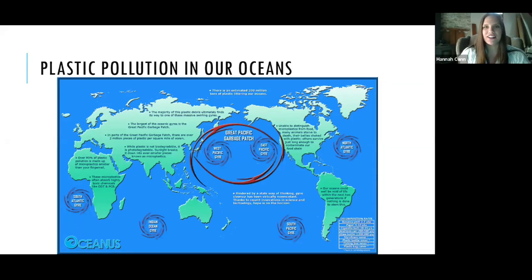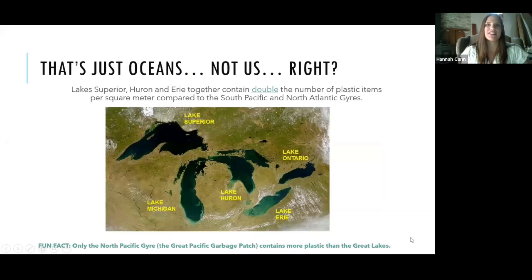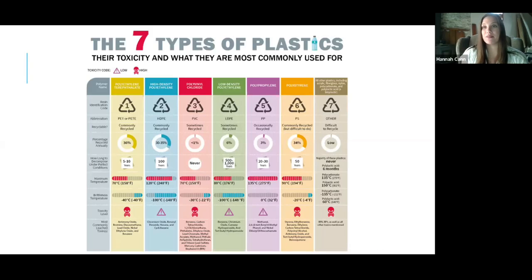Like Brooke mentioned, there are different gyres in the oceans that this plastic seems to gather within. The one that's most known is the Great Pacific Garbage Patch. The North Atlantic gyre is on the other side of us in the Atlantic. But did you know that in our Great Lakes, Lake Superior, Huron, and Erie together contain double the number of plastics per square meter compared to the South Pacific and North Atlantic gyres? The fun fact is that only the North Pacific gyre contains more plastic than the Great Lakes. So although they look beautiful and pristine, we're actually sitting on a bit of a cesspool of plastic pollution.